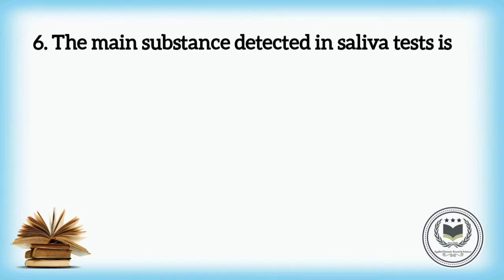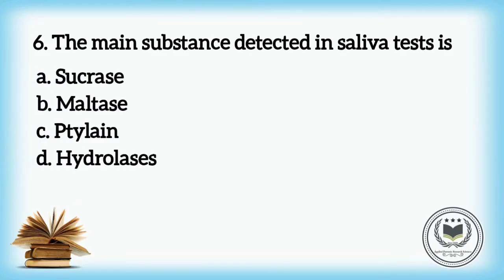The question number 6 is, the main substance detected in saliva tests is option A, sucrase. B, maltase. C, ptyalin. D, hydrolases. And the correct option is C, ptyalin.